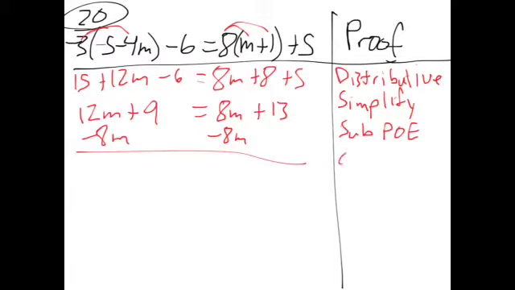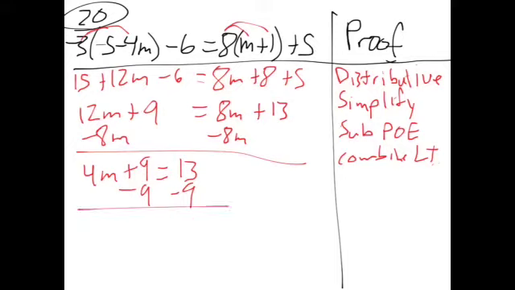And I need to combine like terms to get to the next step. 12m minus 8m is 4m. The plus 9 is still there, 13 still on the right side. I'm going to subtract 9 from both sides. And what lets me do that is the subtraction property of equality.